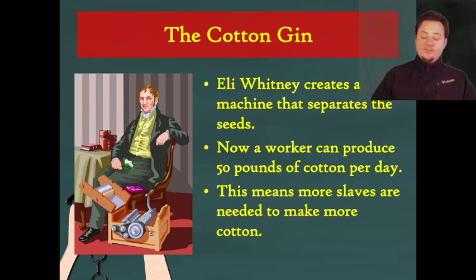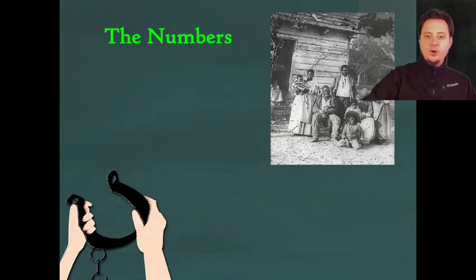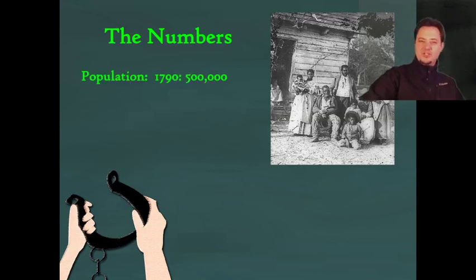So it's very likely if this had never been invented, slavery might have died out eventually, and the South would have gone the way of the North and eventually outlawed it because it wouldn't have been profitable. Unfortunately, the cotton engine makes slavery profitable, and it turns what was dying into something that begins to thrive all over again. Let's look at the numbers a little bit here. You can see how it exploded.